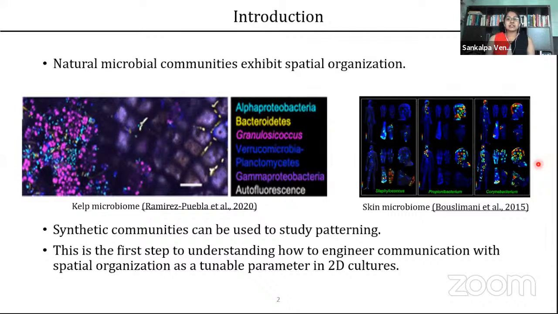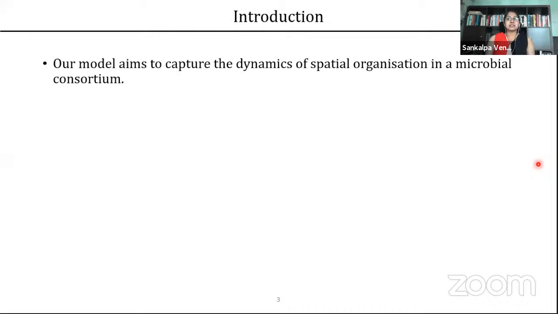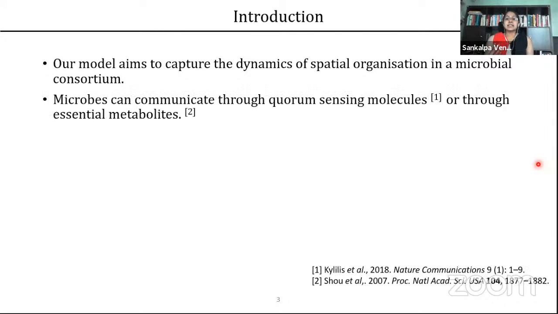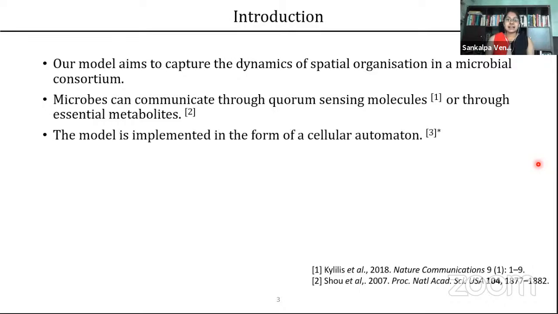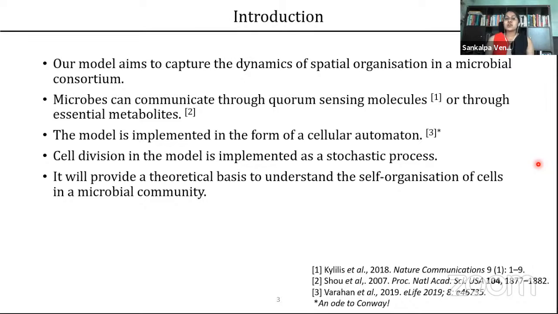So we set out to model spatial patterning in microbial communities, and we did this in the form of a cellular automaton. And the cell division was modeled as a stochastic process in this case. And in our models, microbes can communicate either via quorum sensing molecules or through the use of essential metabolites. And I'll talk more about this in detail. And our models overall provide a theoretical basis to understand the self-organization of cells in a microbial community.